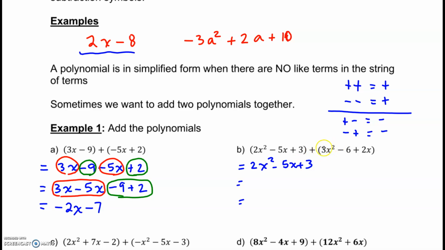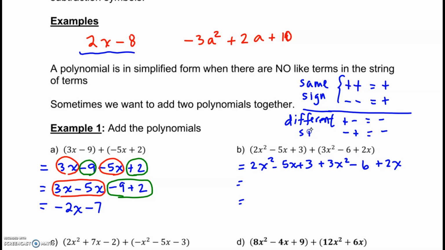Second bracket, I'm adding a positive, same sign, so that's plus 3x squared. I'm adding a negative, that's opposite sign, so it's a negative 6. And I'm adding a positive, same sign, so it'll be a plus 2x. Okay, and I'm going to add those words in here, right? So we say we're looking at same sign, and the other thing we're looking at is if it's a different sign. Great. All right, now we organize.